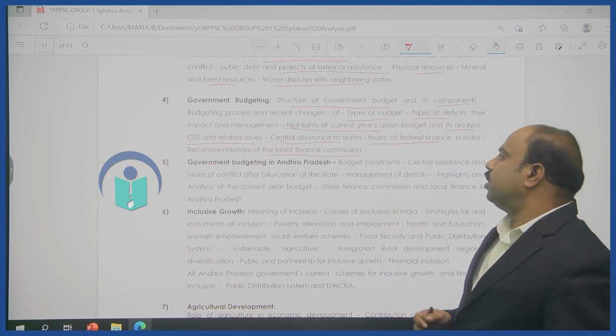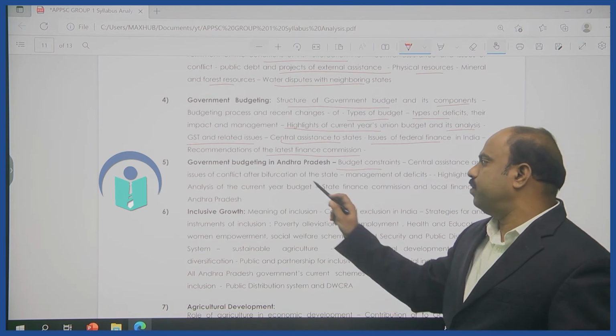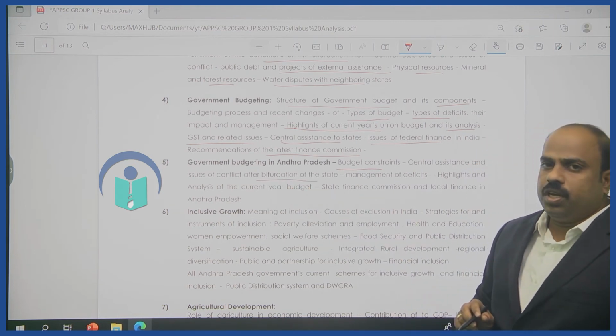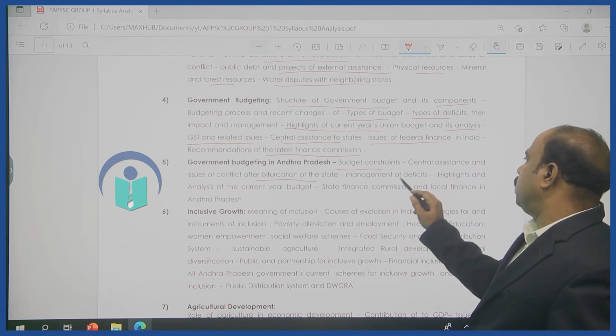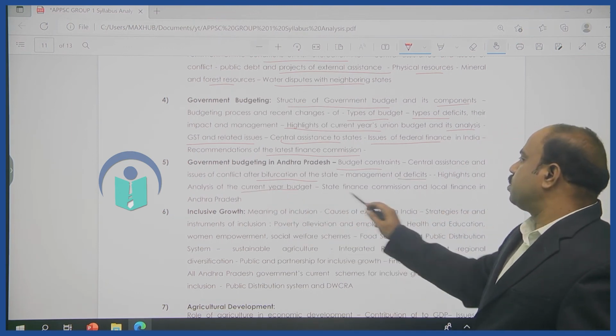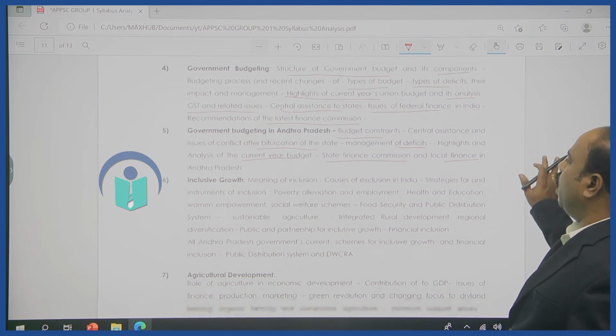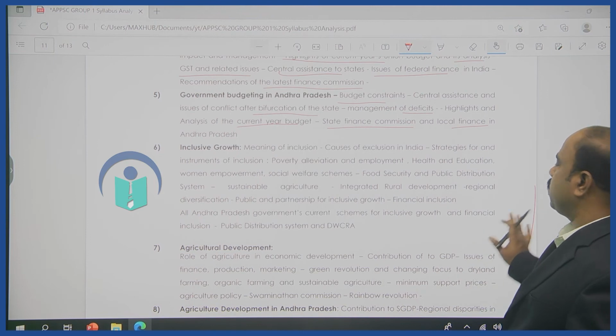Then government budgeting in Andhra Pradesh, budget constraints, central assistance and issues of conflict after bifurcation of the state. So deficits. The next, current year budget analysis. The next, state finance commissions, local finance commissions of Andhra Pradesh as well as district finance commissions.